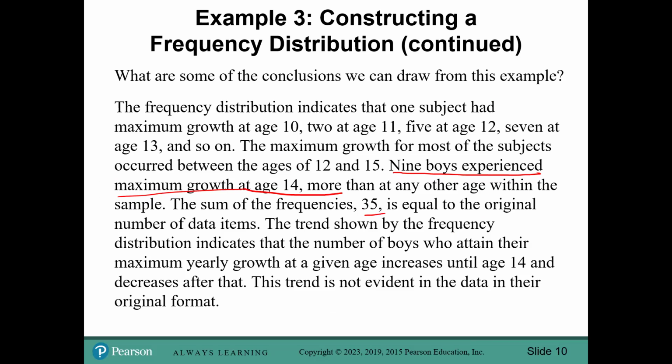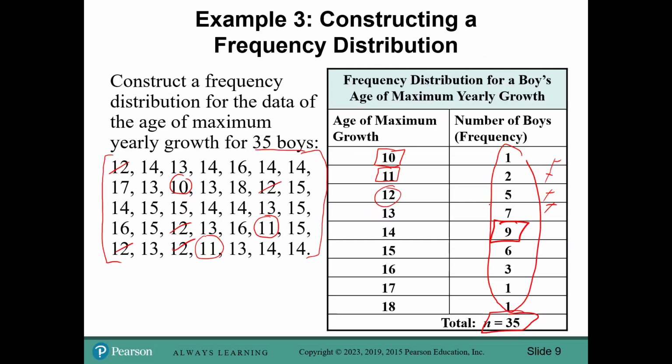So it really shows that one kid had maxed out at 10, some more kids maxed out at 11, more at 12, and even more at 13. So it shows, for the most part, a growing trend until 14, with nine kids that maxed out at 14, and then it starts to decrease, decrease, decrease, decrease. So it kind of shows patterns.